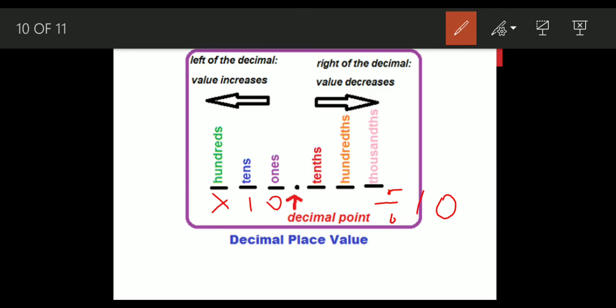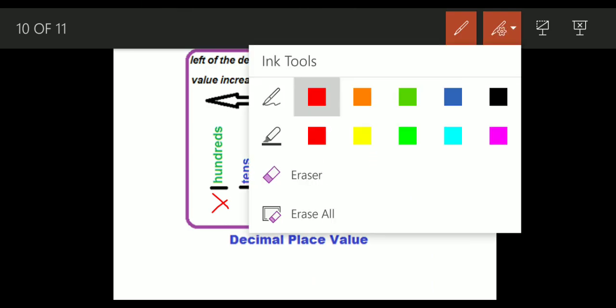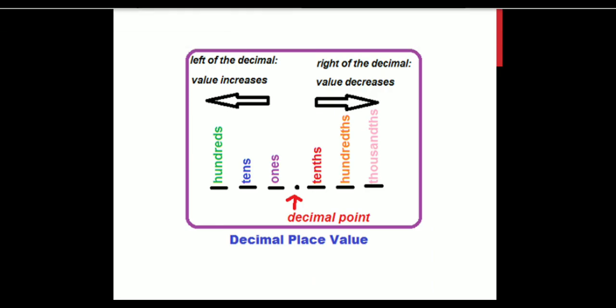That's why we are writing 1 by 10, 2 by 100, 3 by 1000. We divide by tens. For the first place value it is division by 10. For the second place value after the decimal point, it is 10 into 10. What is 10 into 10? 100. So by 100. That's why we represent it as 100th. For the third place value, it is 10 into 10 into 10, so it is 1000th, so by 1000. Understood? So this is the place value of the decimal number.